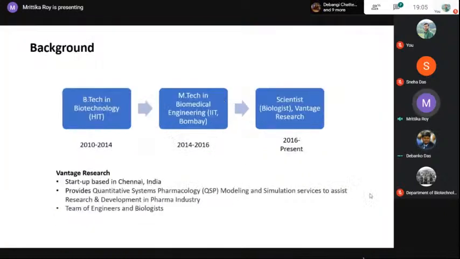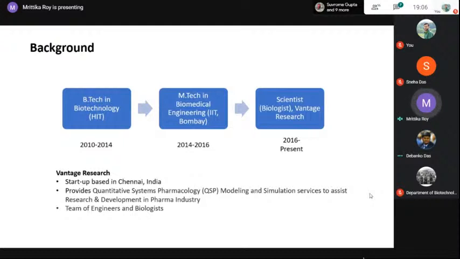So before that, a brief introduction to my background. I completed my BTech in Biotechnology from Haldia in 2014, and after that, I cracked GATE and pursued MTech in Biomedical Engineering at IIT Bombay for 2 years. For my MTech thesis, I worked on a drug delivery system to deliver antibiotics to patients who were suffering from drug-resistant disease.